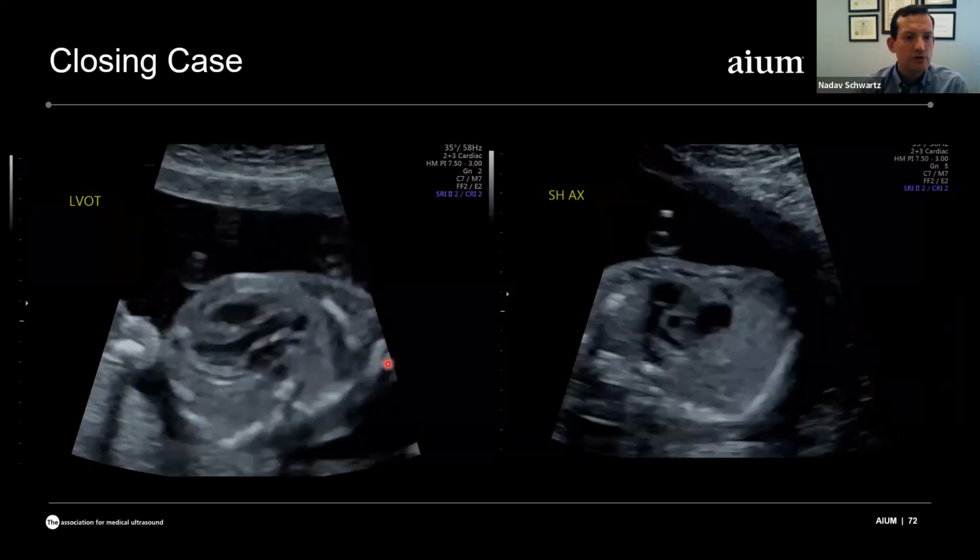Now we go to the outflow tracts. So the outflow tracts, again, they're orthogonal to each other. They're right angles to each other. So you twist one way, then the other way. The left outflow looks normal here. It's continuous. The septum is nice and thick. They're continuous with the medial wall of the aorta. There's no defect there. The mitral valve's down here.